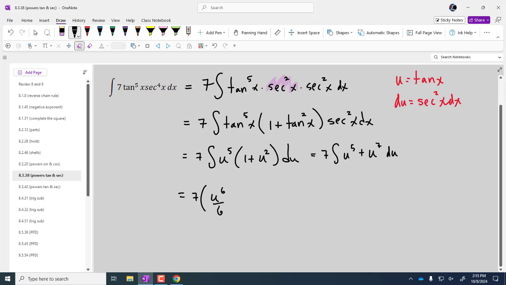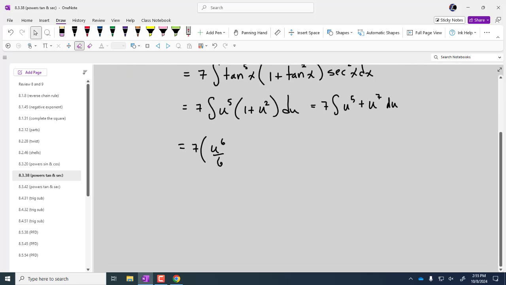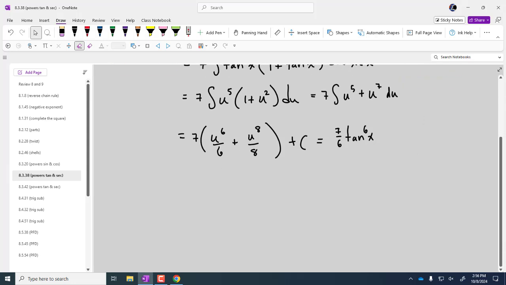u to the 6 over 6 plus u to the 8 over 8 plus c. And then we just have to go back to tangents. So 1 over 6 tangent to the 6 of x, x was our original variable, plus 1 over 8 tangent to the 8. And voila.